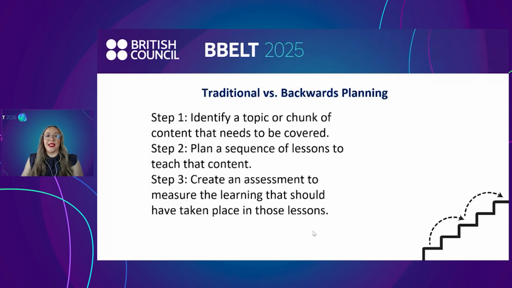In traditional planning, this is more or less the route that we follow. Step one: we identify the topic or chunk of content that needs to be covered or that we want to cover. The second step is that we plan out a sequence of lessons that teach that content. And the third and final step is that we create an assessment to measure the learning that should have taken place over the lessons that we covered.